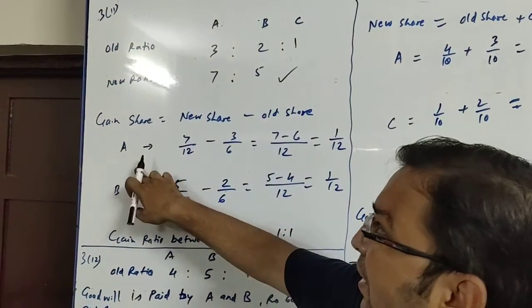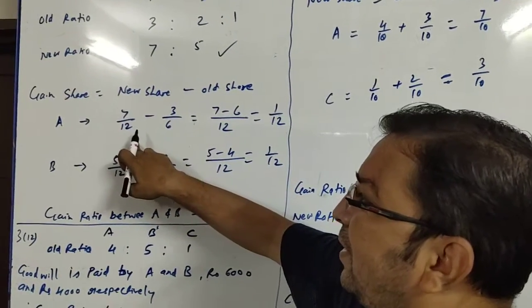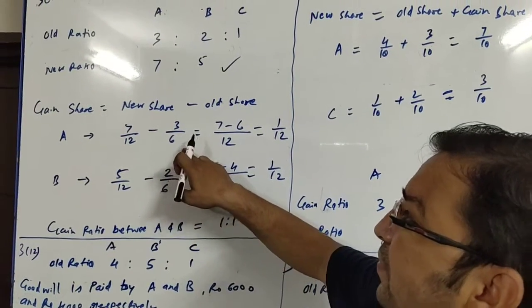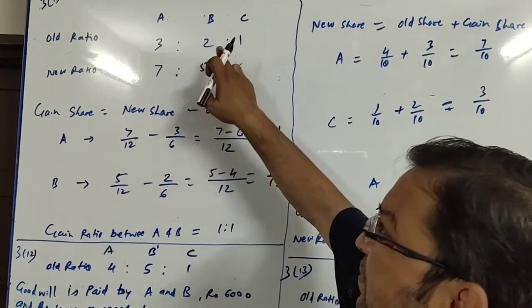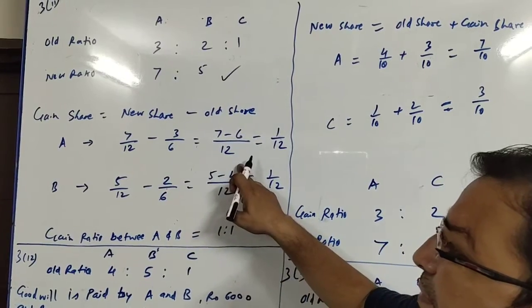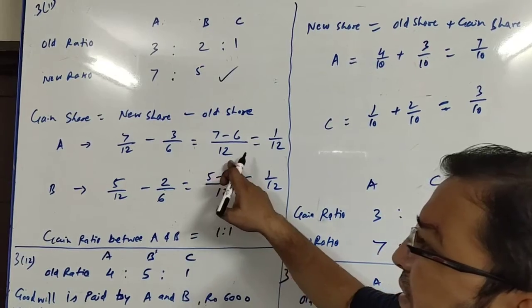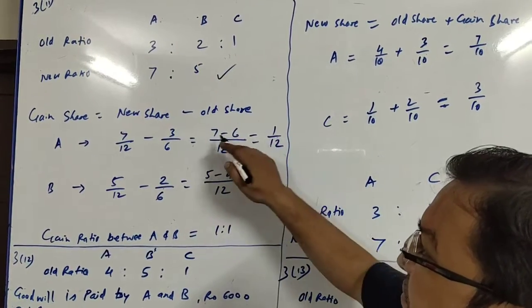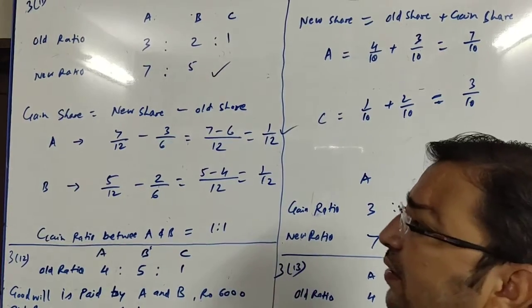We talk about A. A's new share is 7/12, 7 plus 5, 7/12, minus his old share. Old share was 3/6. 3 plus 2 plus 1, 3 plus 2 is 5, 5 plus 1 is 6. So 3/6. 12 will be the LCM. 12 ones are 12, 1 seven is 7. 6 twos are 12, 2 threes are 6. So 7 minus 6 over 12 will come 1/12.